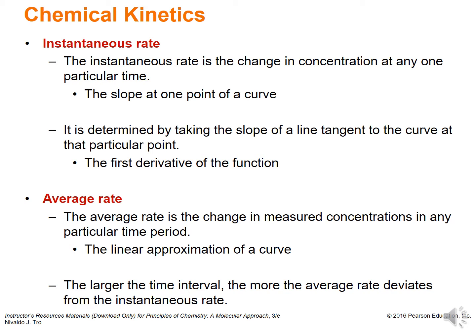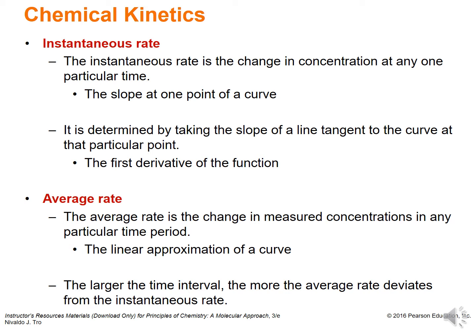So the instantaneous rate is the change in concentration at any one particular time. Those of you who have calculus, even though this is not a calc-based course, you might recognize that phrase of instantaneous rate and think about derivatives and all that good stuff. Well, for those of us without the calc background, we're looking at the slope at any one point of a curve. That's our instantaneous rate. And so it's determined by taking the slope of a line tangent to the curve at that particular point. It's also the first derivative of the function if you are a Calc 1 fan, or at least someone who's completed the course and remembers that much from it.